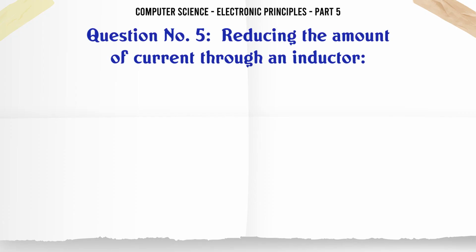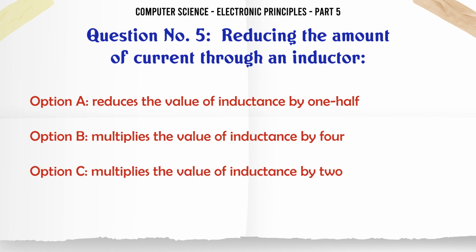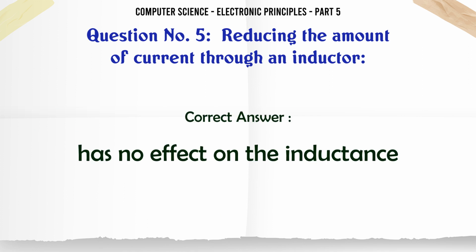Reducing the amount of current through an inductor: A. Reduces the value of inductance by 1/2. B. Multiplies the value of inductance by 4. C. Multiplies the value of inductance by 2. D. Has no effect on the inductance. The correct answer is has no effect on the inductance.